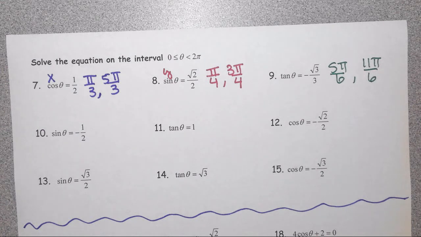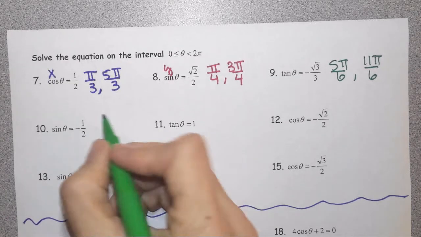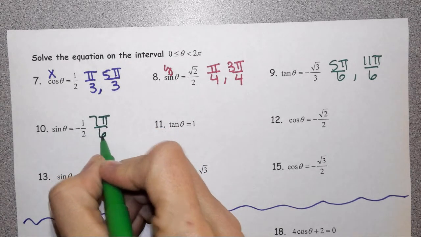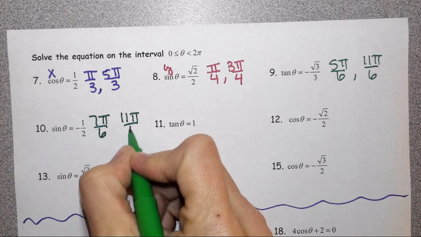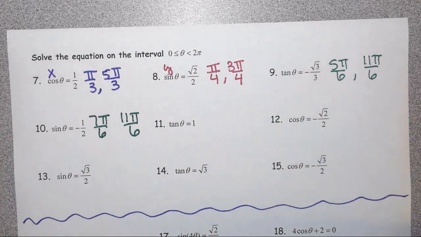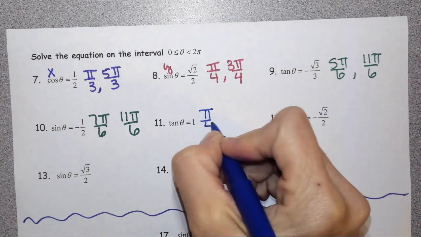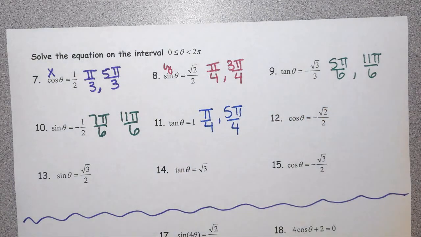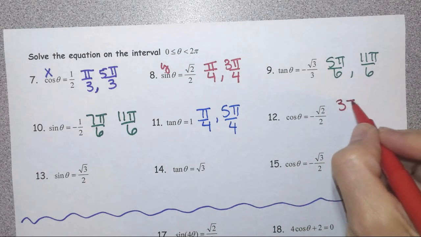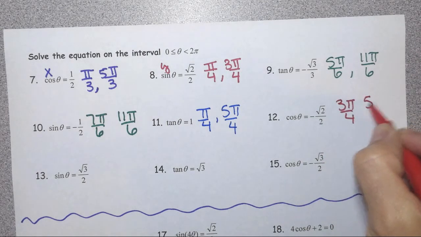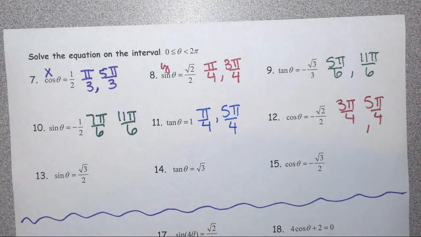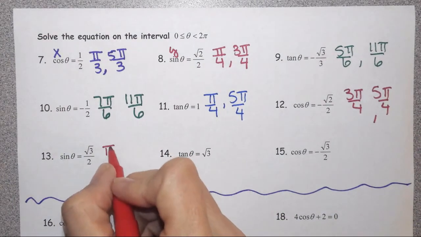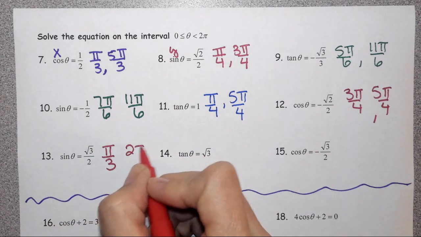So number 10 should be 7 pi over 6 and 11 pi over 6. Number 11 is going to be pi over 4 and 5 pi over 4. Number 12, excuse me, it's going to be 3 pi over 4 and 5 pi over 4. Number 13 is going to be pi over 3 and 2 pi over 3.